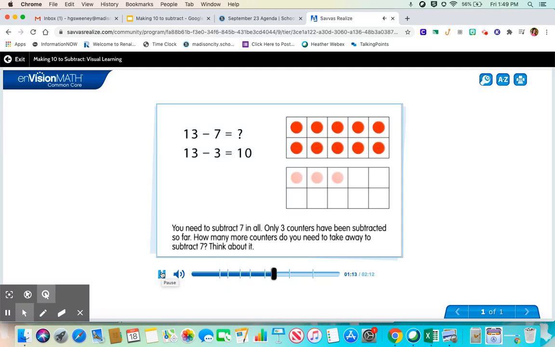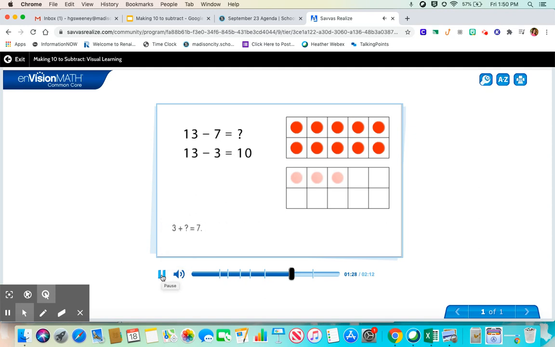You need to subtract 7 in all. Only 3 counters have been subtracted so far. How many more counters do you need to take away to subtract 7? Think about it. Okay, so we took 3 away already, but we need to take a total of 7. So how many more do we need to take away from the 10 to make sure 7 have been taken away? 3 plus equals 7.